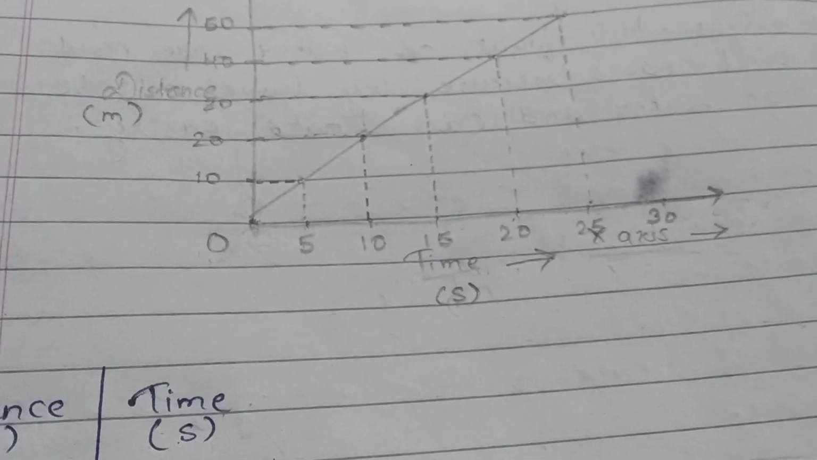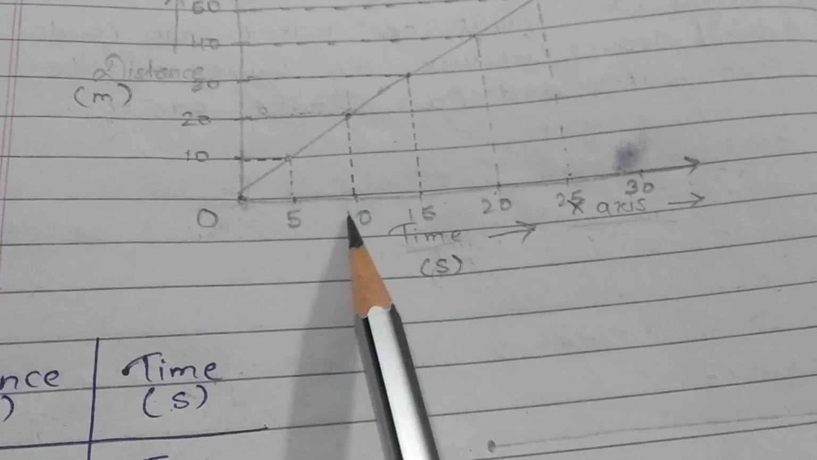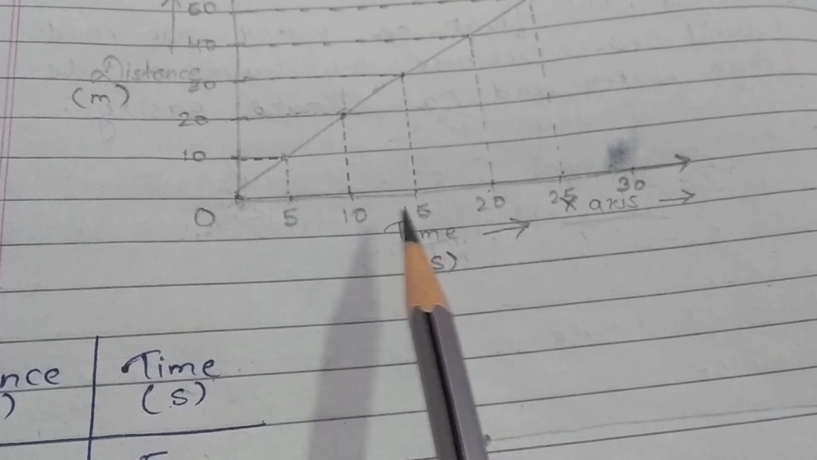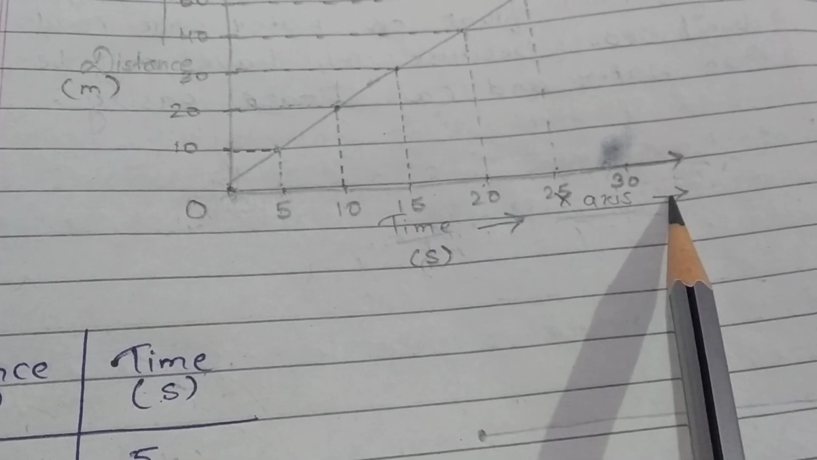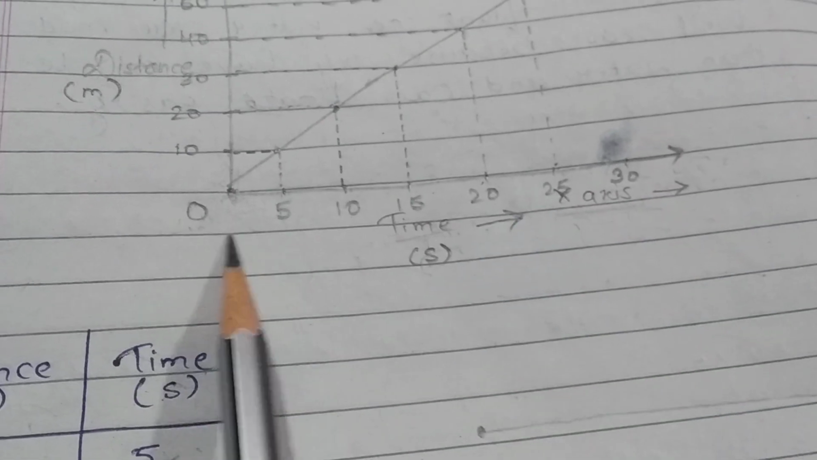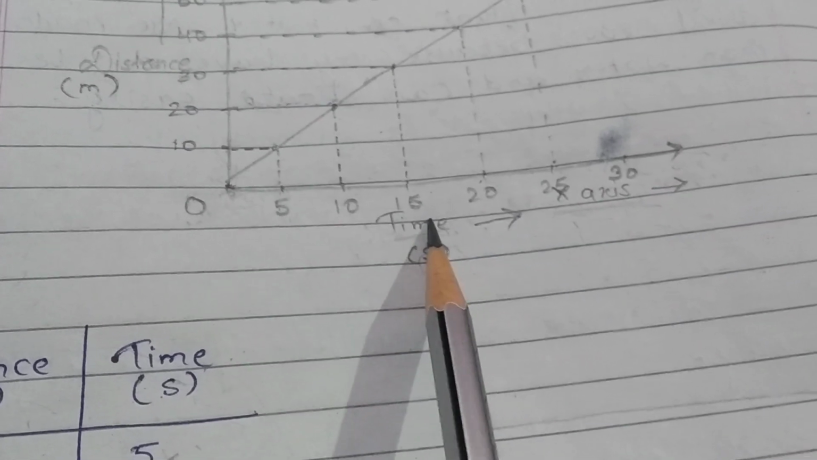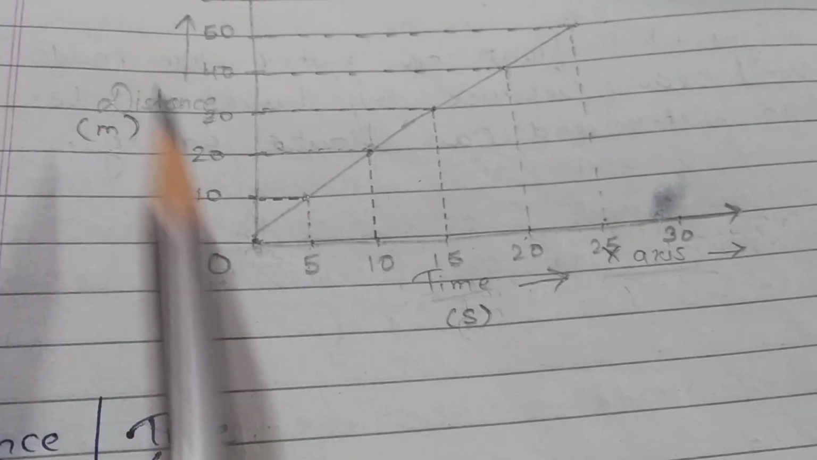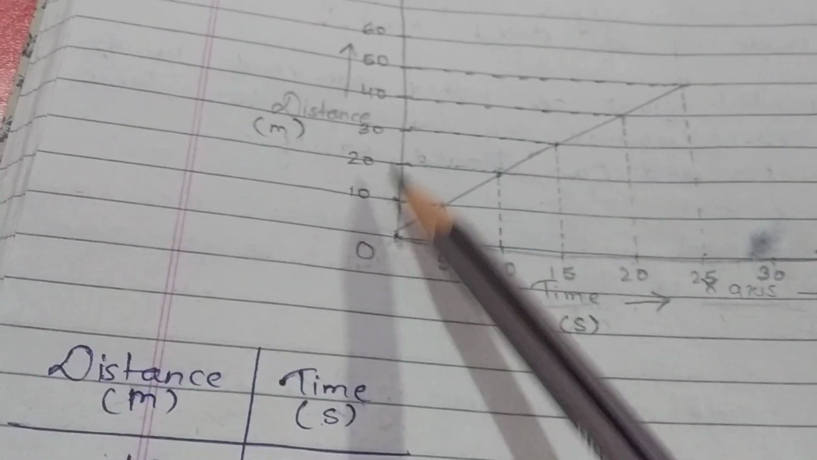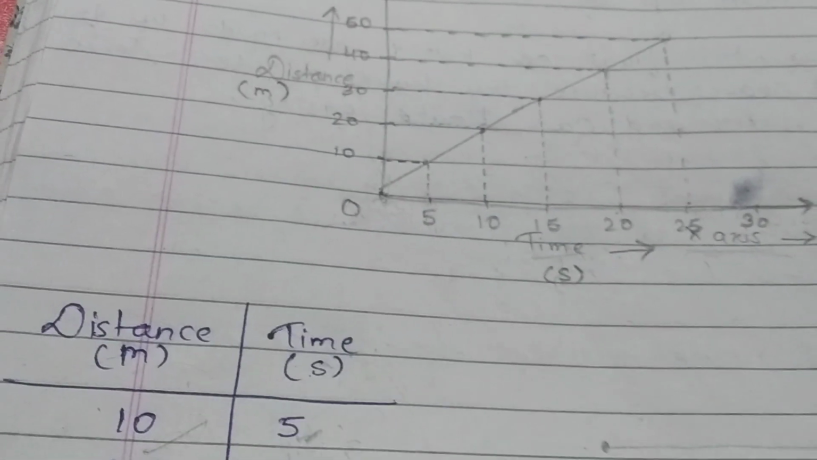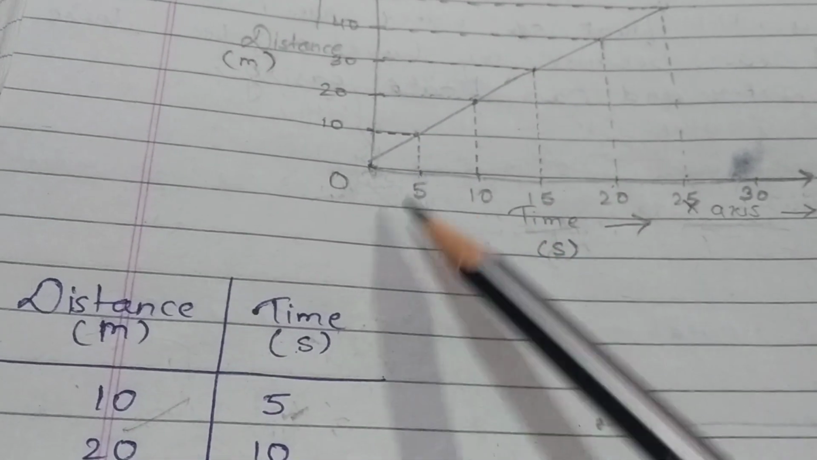First of all, we mark the different points on the time axis, that is 5, 10, 15, 20, 25, 30. These mark the seconds, that is 5 seconds, 10 seconds, 15 seconds, 20 seconds, 25, 30 and so on. And on the distance axis we mark the points 10, 20, 30, 40. These are the meters.